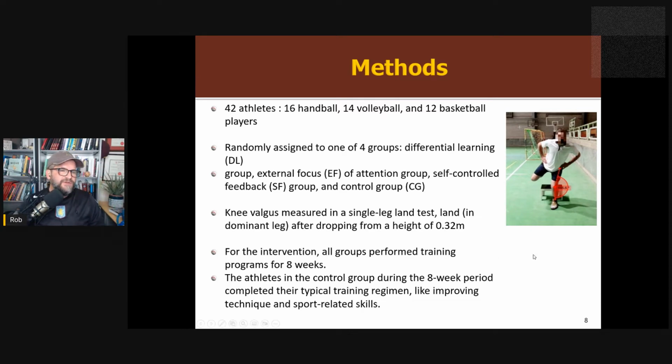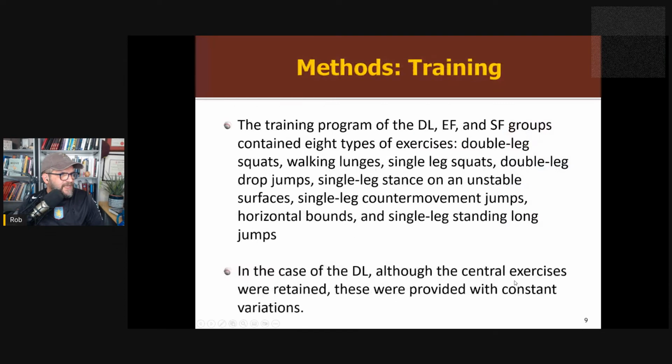So what they're going to do in the training between the pre and post jump landing tests are 8 weeks of S&C training where they're going to do different classical weight room exercises, right? For 8 weeks, but of course, in different ways, right? And then the control group, as I said, is just going to practice their sports skills, okay? So the 3 training groups are going to do double leg squats, lunges, single leg squats, jumping movements, all these different kinds of movements.